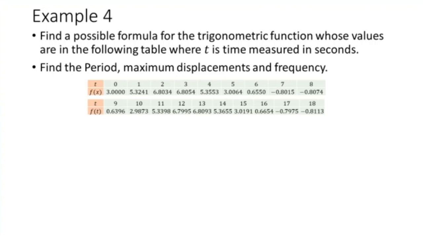What we're going to do is try to find the possible formula of a trigonometric function whose values are on the following table, where t is time measured in seconds. Now, how could we tell that a trigonometric function would be best to represent this data? If we take a look very closely at the table, we can see there's an oscillation effect.